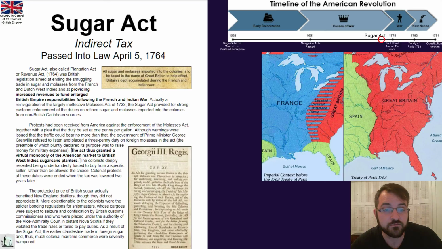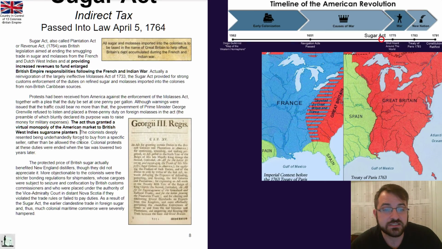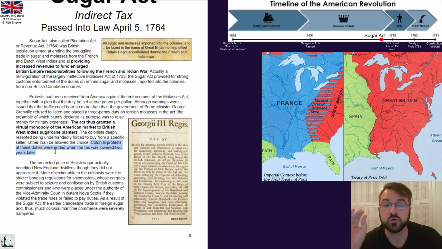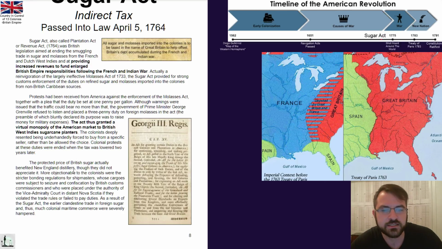The Act thus granted a virtual monopoly of the American market to British West Indies sugarcane planters. The colonists deeply resented being underhandedly forced to buy from a specific seller rather than be allowed the choice. Colonial protests did eventually die out when these duties and the taxes were lowered, when they were reduced 2 years later. The protected price of British sugar actually benefited New England distillers, actually made it cheaper for them to be able to produce rum. That's why they wanted the sugar.